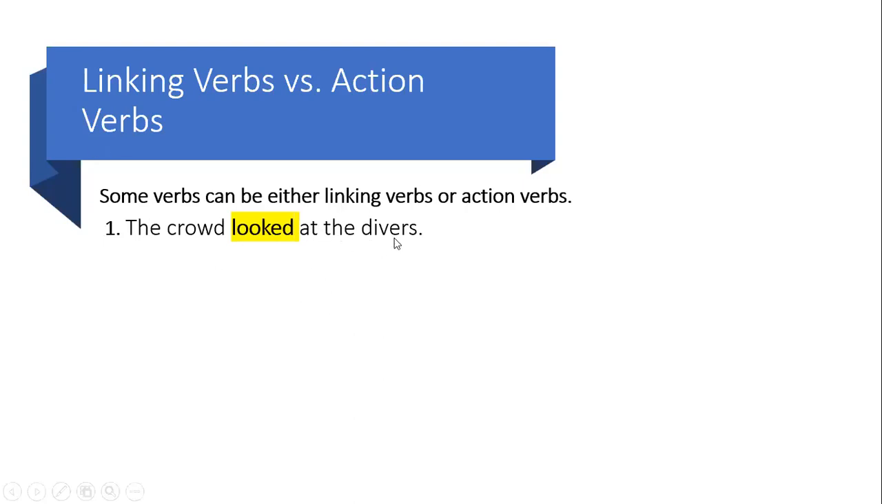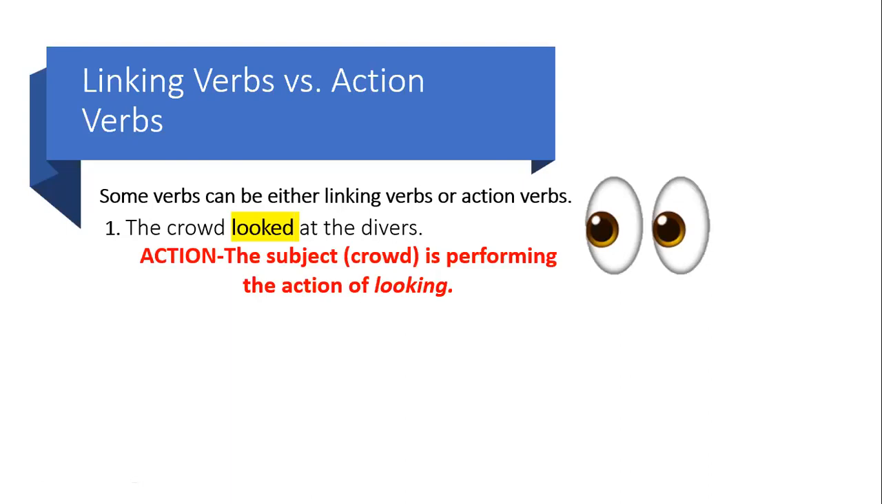So not only because there is a preposition in the predicate, but also because in this sentence, the crowd is actually performing the action. They're looking at the divers. That's like me standing in front of you, looking right at you, right? I'm performing the action of looking because I'm looking right at you. And that's what they were doing, okay? The crowd looked at the divers. So in this sentence, looked is acting as an action verb because the subject, which is the crowd, is performing the action of looking, as I said before, okay?